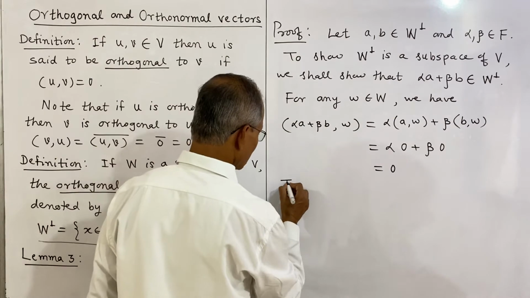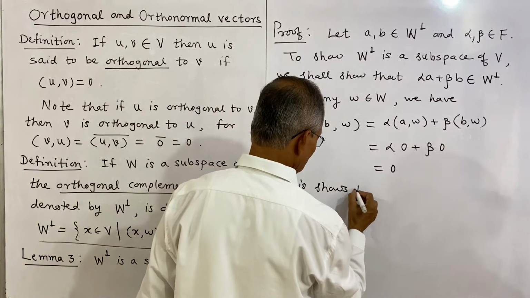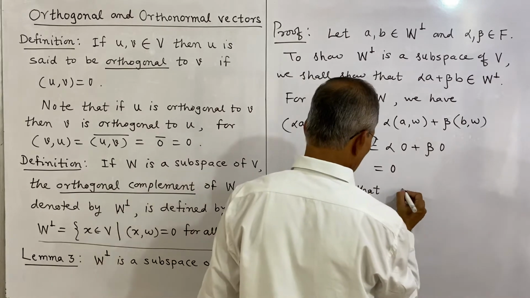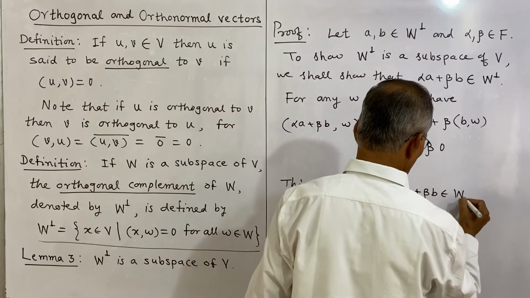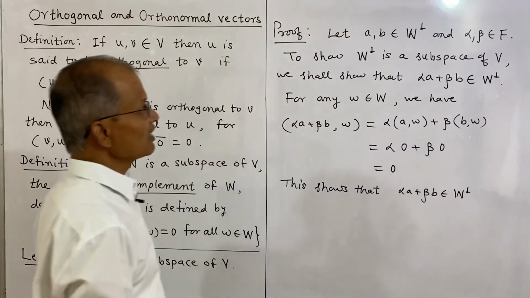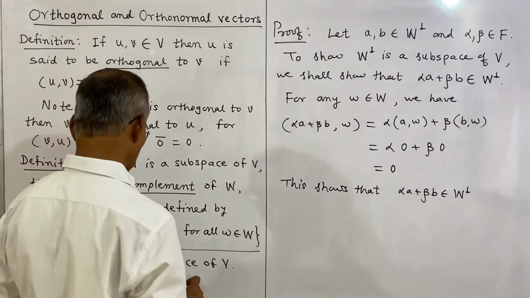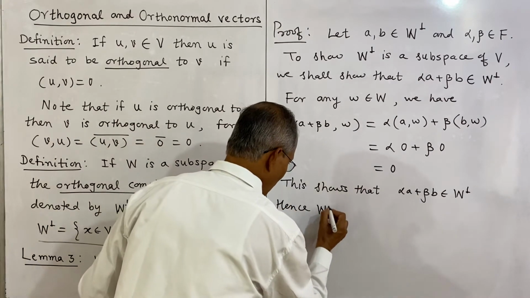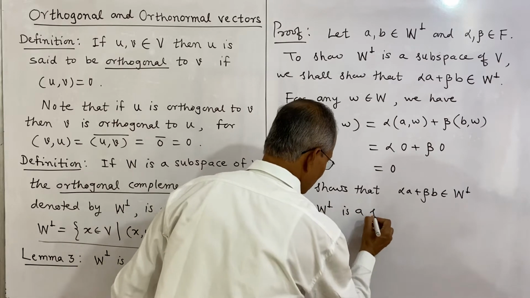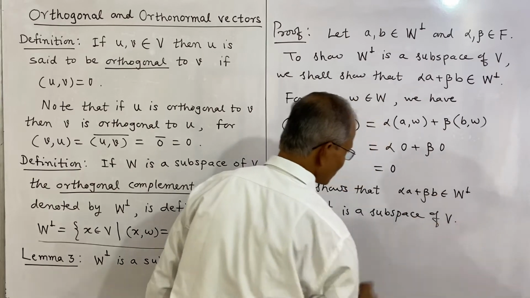So this shows that alpha A plus beta B belongs to it, and this proves that it is a subspace. Hence the orthogonal complement of W is a subspace of V. So this proves the result.